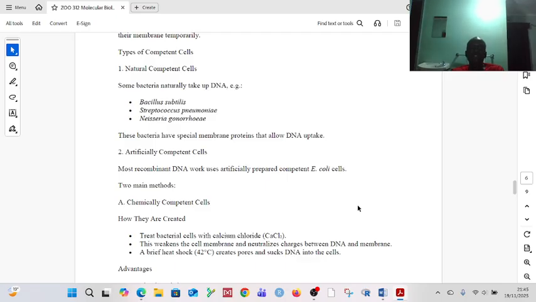How were pores created? The pores were created because there was a chemical. This chemical is calcium chloride. Calcium chloride weakened the cell membrane. Weakening the cell membrane created mashimo, or the pores. Then through those pores, DNA can now enter the cells.